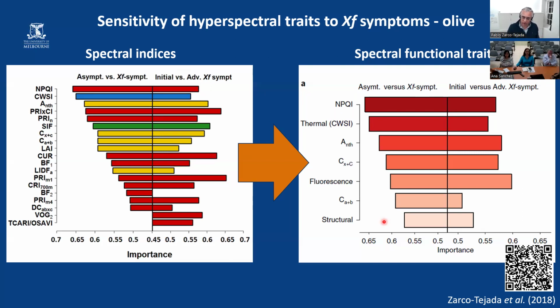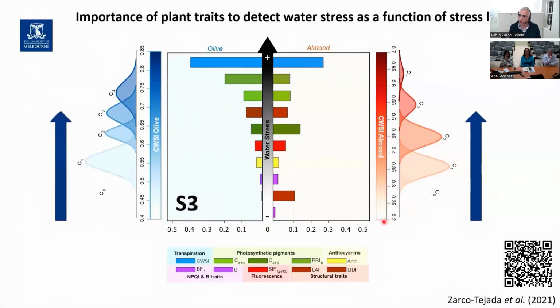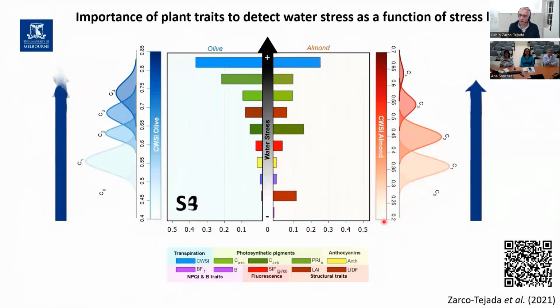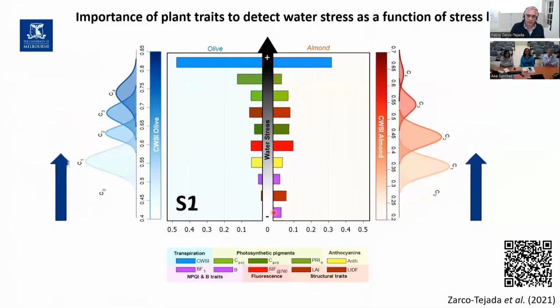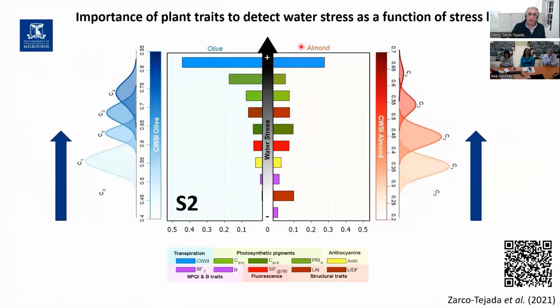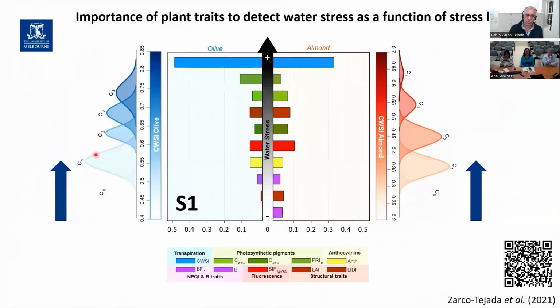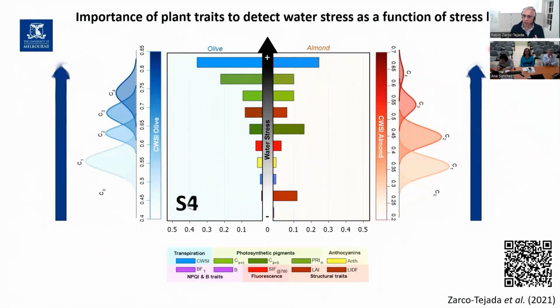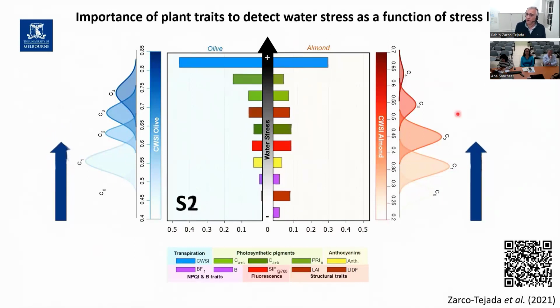That is also the same methodology that we have applied in the context of abiotic-induced stress. Here, we are not seeing anything related to diseases. We are seeing how, as water stress increases in olive and almond, the different traits and indicators change depending on the stress levels. This was critical to improve the assessment and the early detection of diseases in the context of Xylella fastidiosa.